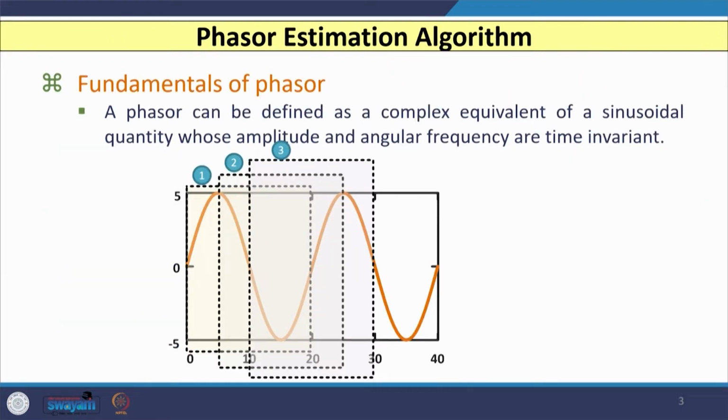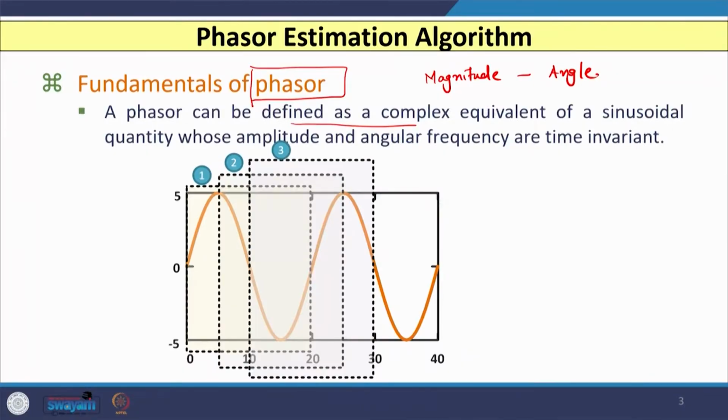Now, in this class we are going to discuss the phasor estimation algorithm. Phasor estimation algorithm is very useful for our protection applications. So, let us see how we define a phasor. A phasor is defined as a complex equivalent that contains magnitude as well as the angle. So, it is a complex equivalent of any sinusoidal quantity in which amplitude and angular frequency remain constant.